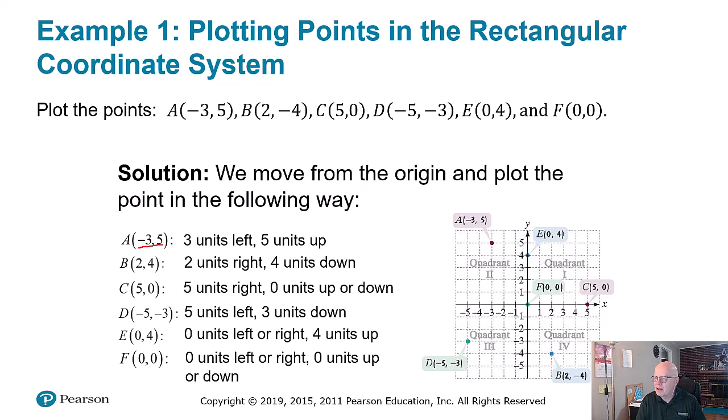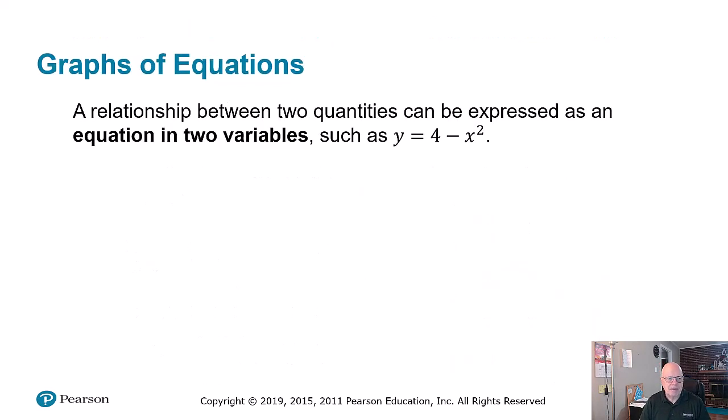-3, 5: 3 left, 5 up, and there's your point. Next, 2, -4: 2 right, down 4, there's your second point. Third one, 5 units right, 0 units up or down, there's point C, and so on. I hope you can get those pretty easily.